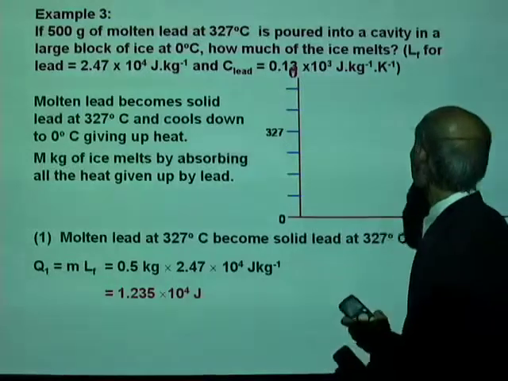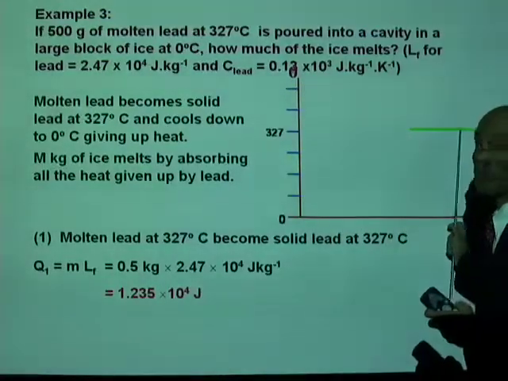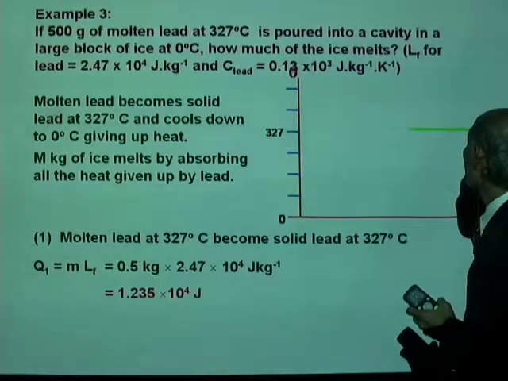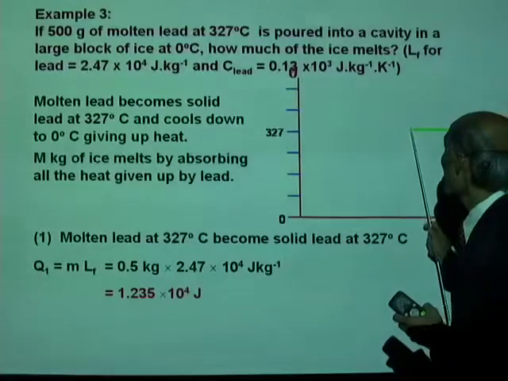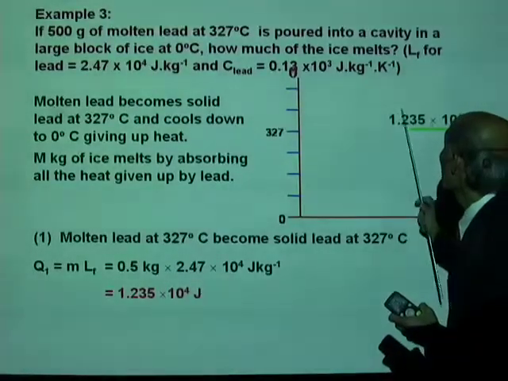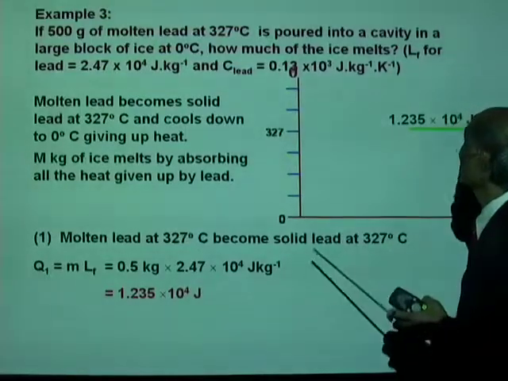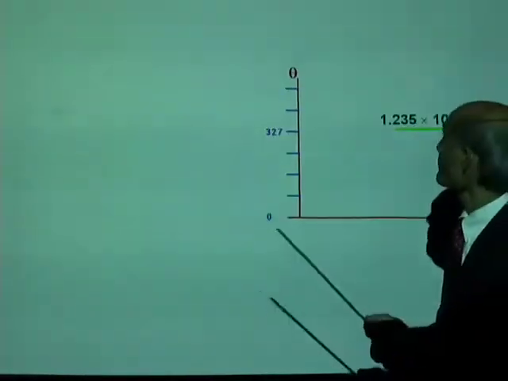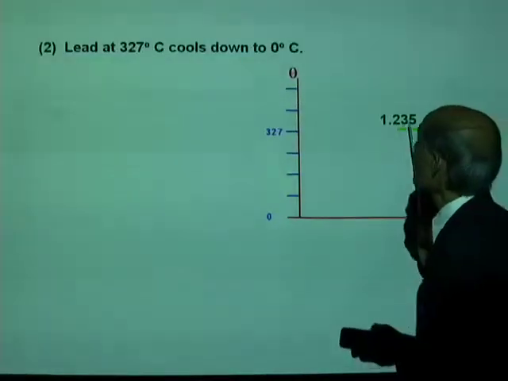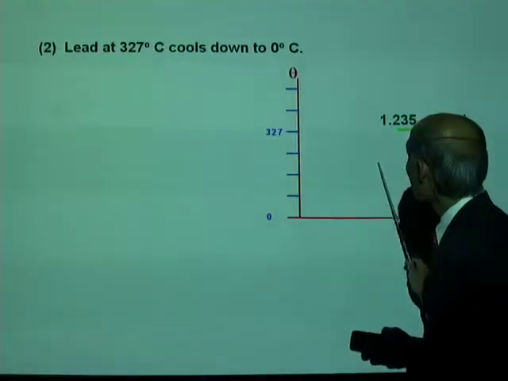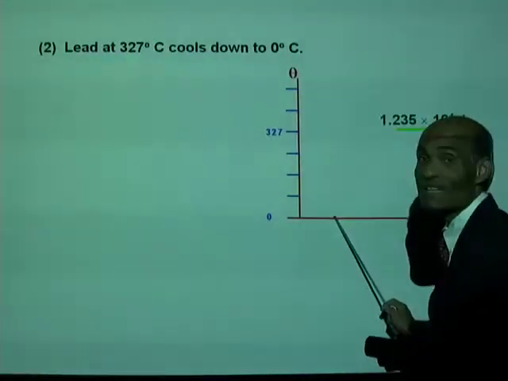And on the diagram it is this. So all the lead is liquid on the right side and all the lead is solid on the left side, and the amount of heat given out is 1.235 times 10 to the 4 joules. What is the next stage? Lead at 327 cools down to 0 degrees Celsius.